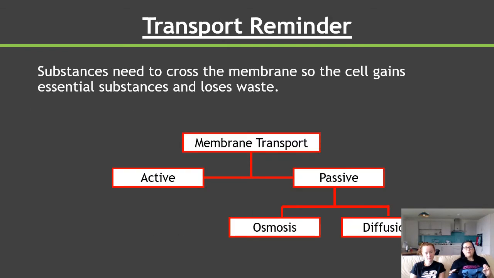So as a reminder, this is just a little map to show the different types of transport and how they feature, just in case you got confused up until now. So substances have to cross the membrane so you can get things that the cell needs and get rid of things that you don't need. There are two main types of membrane transport: active and passive, and then two types of passive transport are osmosis and diffusion. Okay, so that's just mapping it out there so you've got a clearer picture of how these are all related to each other.